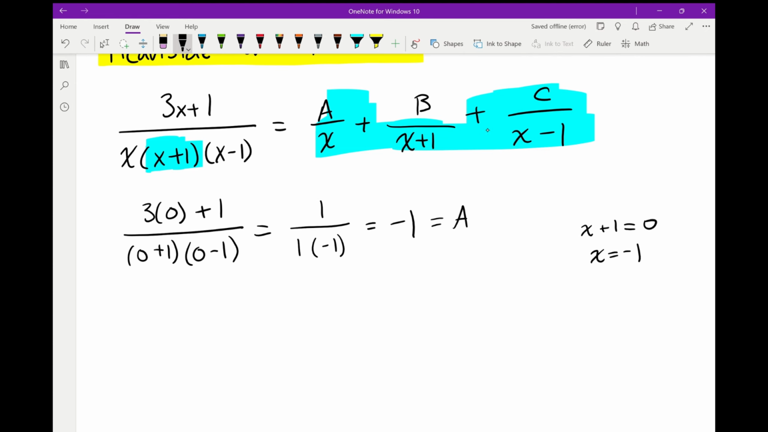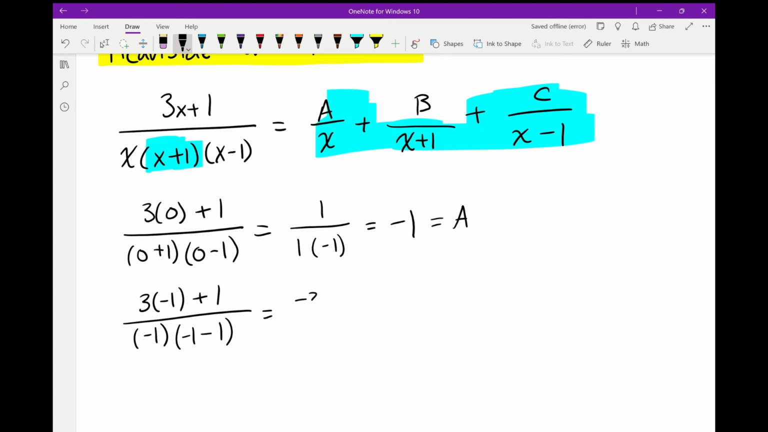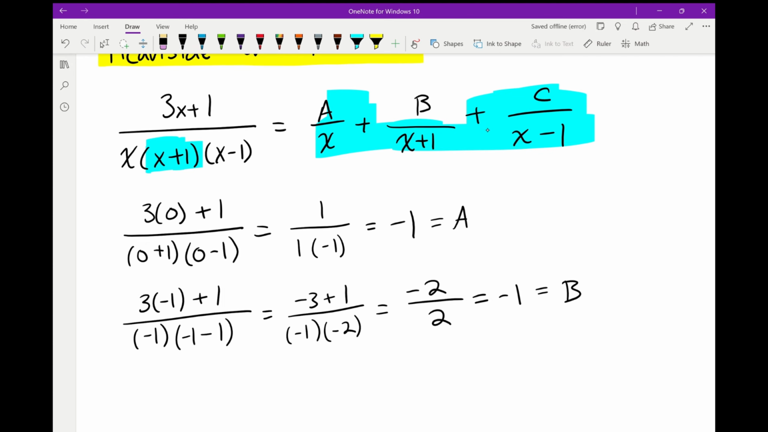When we do that, we get 3 times negative 1 plus 1 over negative 1 times, that doesn't exist, so negative 1 minus 1 here. That's going to give us negative 3 plus 1 over negative 1 times negative 2. That gives us negative 2 over positive 2, which is negative 1. Once again, it's going to equal b. And then finally, we'll do the same thing for c.